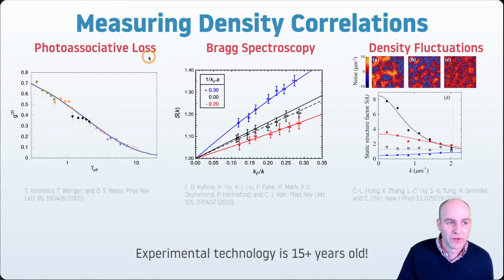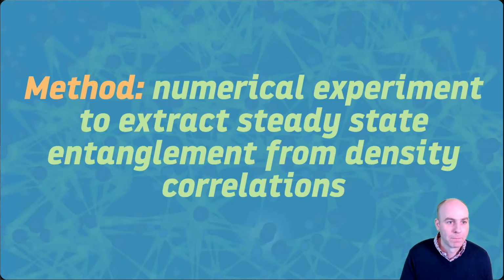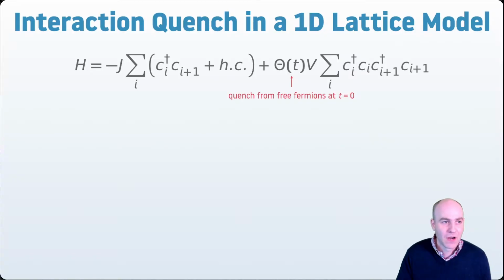One can do it via photoassociative loss or Bragg spectroscopy, or even looking at density fluctuations with a cold atom microscope. So what we'd like to do is perform a numerical experiment that tests this idea, where we can extract the steady state entanglement entropy from density correlations to map the thermal entanglement that we know we can get for the non-interacting bosons in the Luttinger model to this prefactor, or this thermal steady state entanglement entropy that should be the thermal entropy. All right, so let's see if it works.